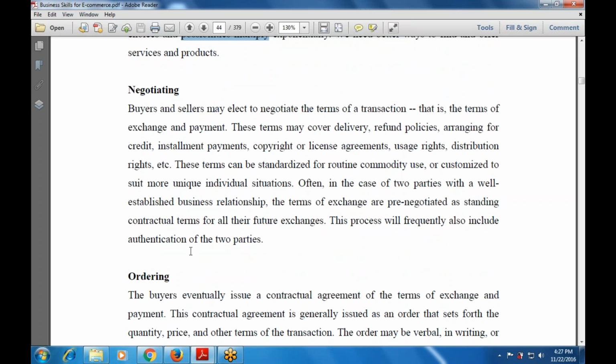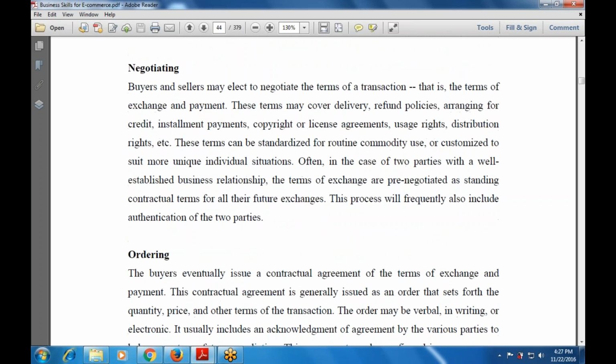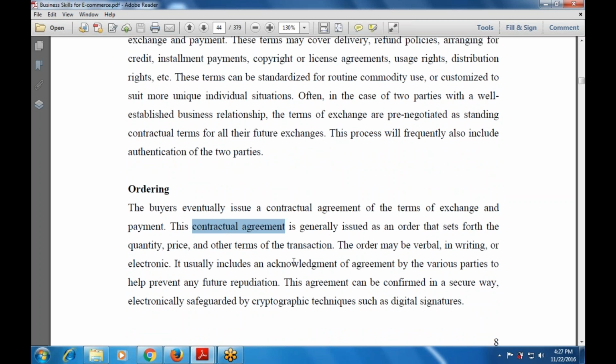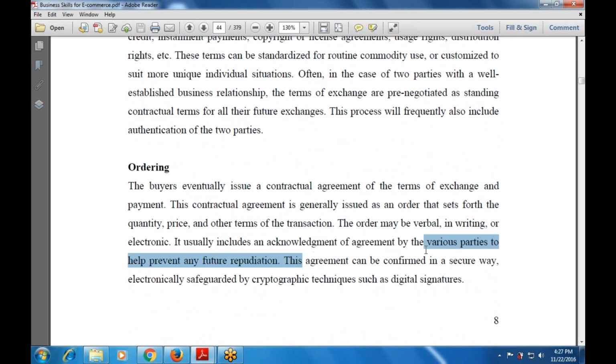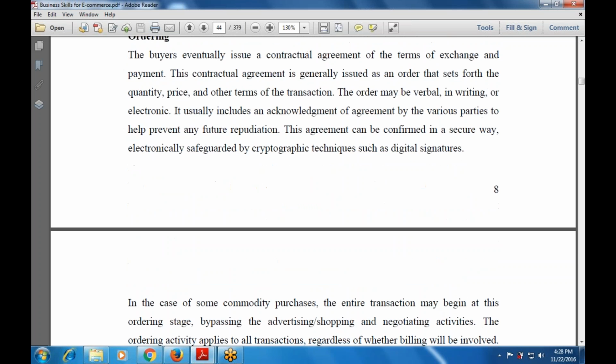Then ordering. In this, the buyers eventually issue a contractual agreement of the terms of the exchange and the payment. This contractual agreement is generally issued as an order that sets forth the quantity, price, and other terms of the transactions. And this agreement can be confirmed in a secure way, electronically safeguarded by cryptographic techniques such as digital signatures.